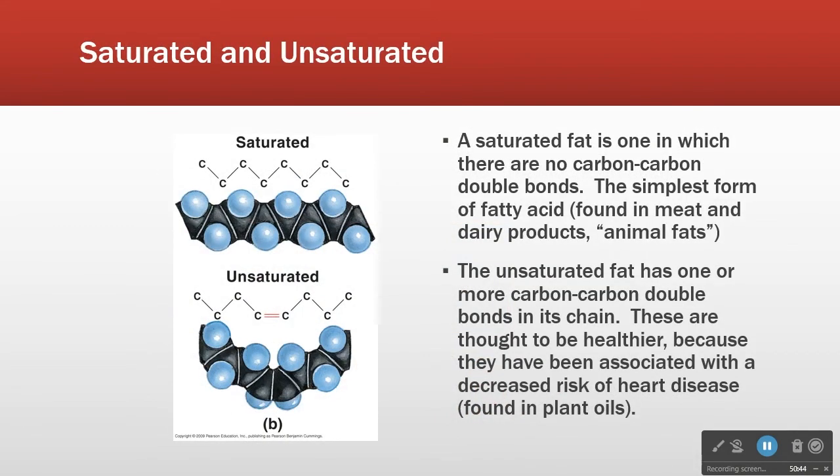Fats come in 2 varieties, saturated and unsaturated. That refers to how many double bonds they have, all right? So like a polyunsaturated fat is a fat that has multiple double bonds. Poly is many, unsaturated is double bonds. A saturated fat has no double bonds, all right?